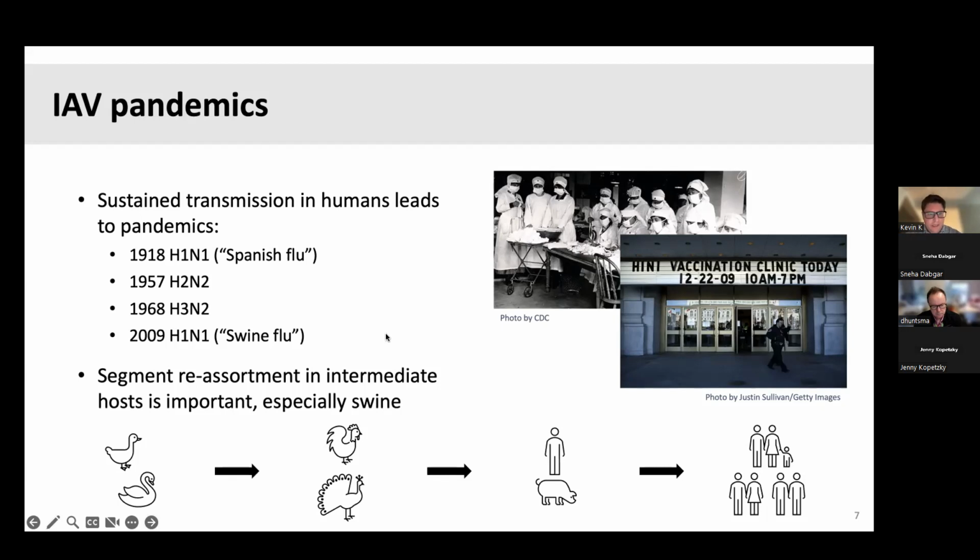I've listed the 4 pandemics on this slide. There was the 1918 H1N1 Spanish flu, the 1957 H2N2 flu, the 1968 H3N2 flu, and the 2009 H1N1 swine flu.